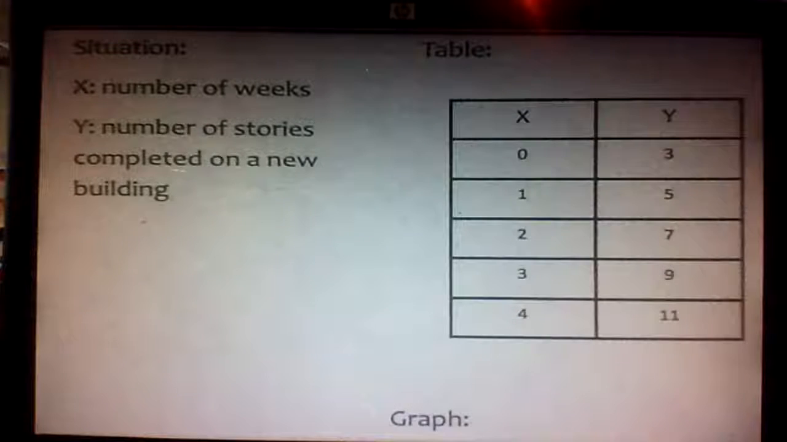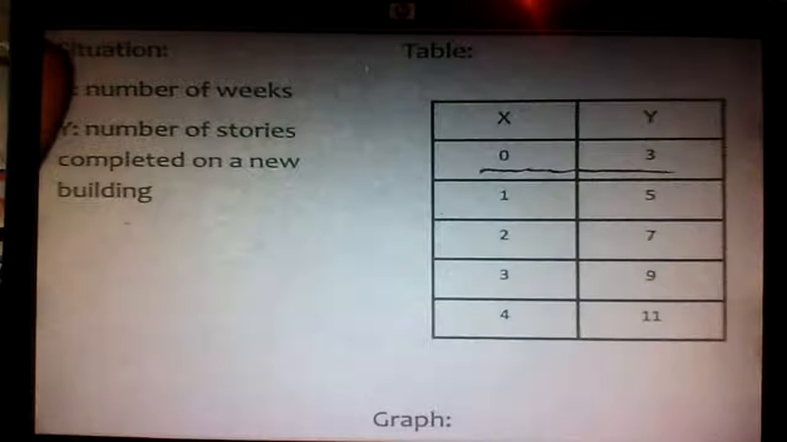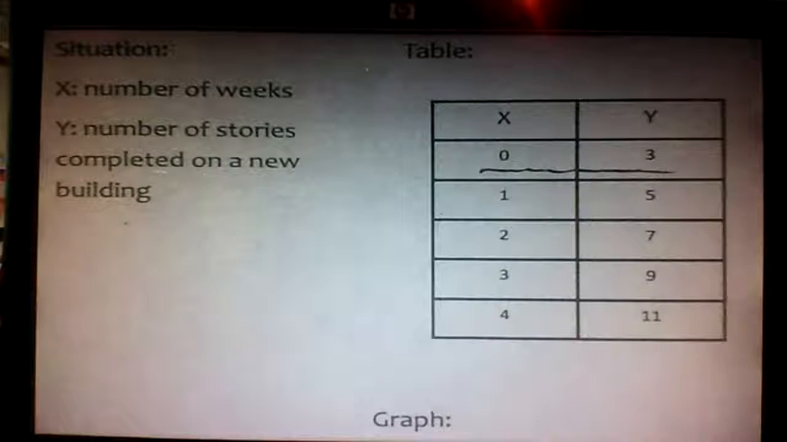So, what does this first point mean? Zero for my X and three for my Y. Okay, so we have no weeks and we have three stories, which means when I start working on this building, it already has three stories. So this is your Y-intercept.